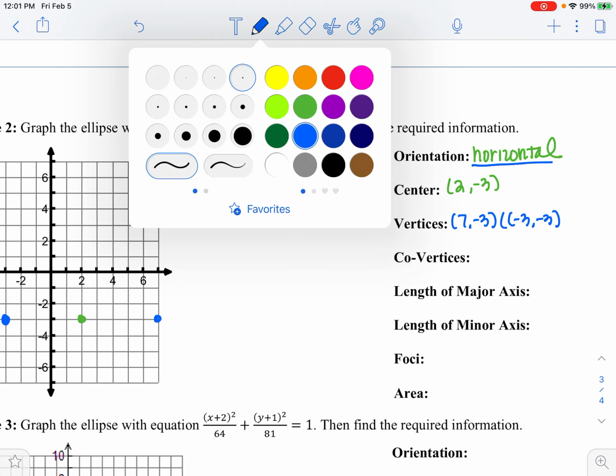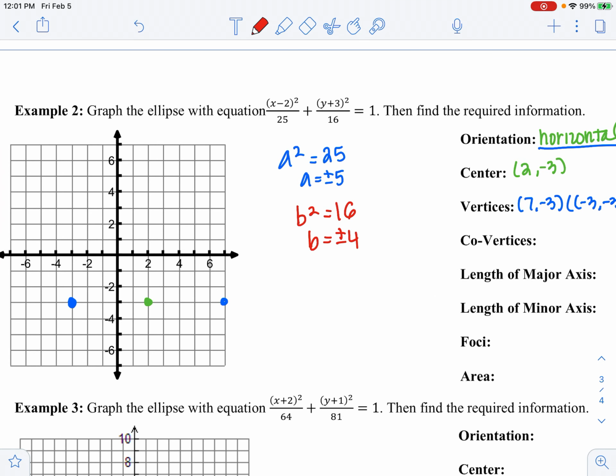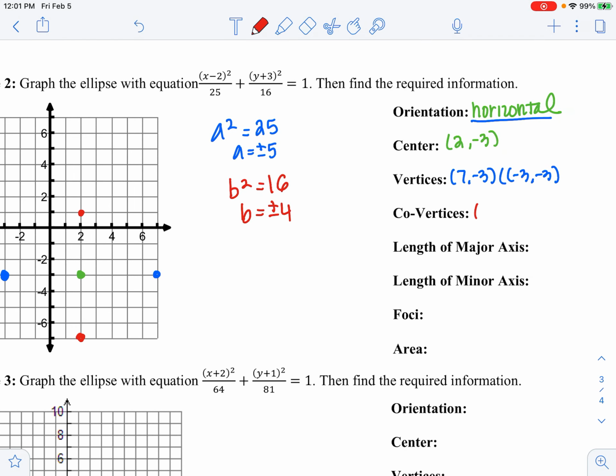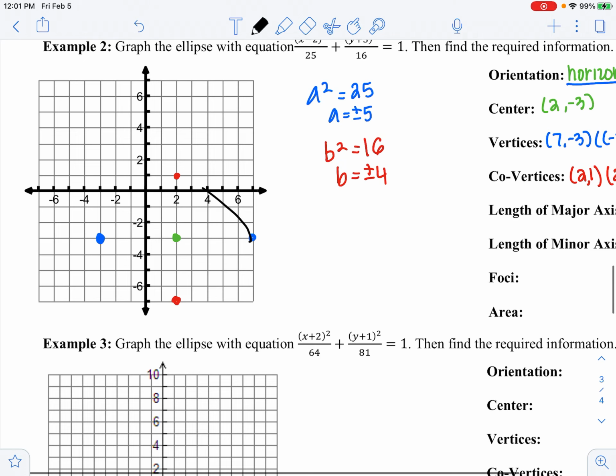All right, now I'm ready to get my co-vertices. My co-vertices are b units from my center, where b squared is 16. So b is 4 and negative 4. I'm going to go up 4 and down 4. Up 4, 1, 2, 3, 4. Down 4, 1, 2, 3, 4. And there are my co-vertices. My co-vertices are at 2, 1 and 2, negative 7. You can now go ahead and connect your 4 points to make your ellipse.